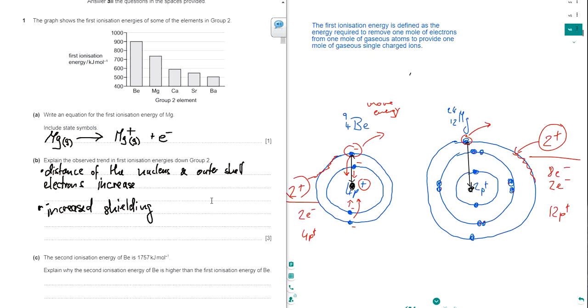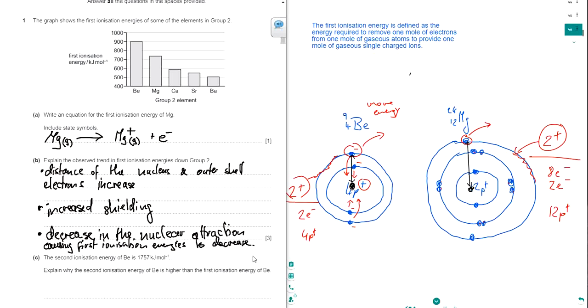And together we can summarize that this will cause a decrease in the nuclear attraction, and that means causing the first ionization energies to decrease down group 2.